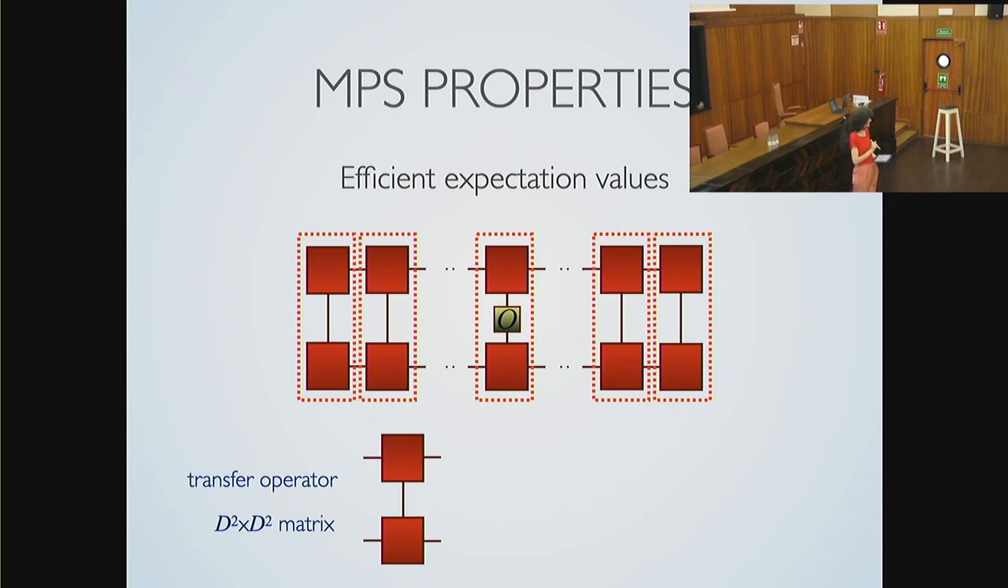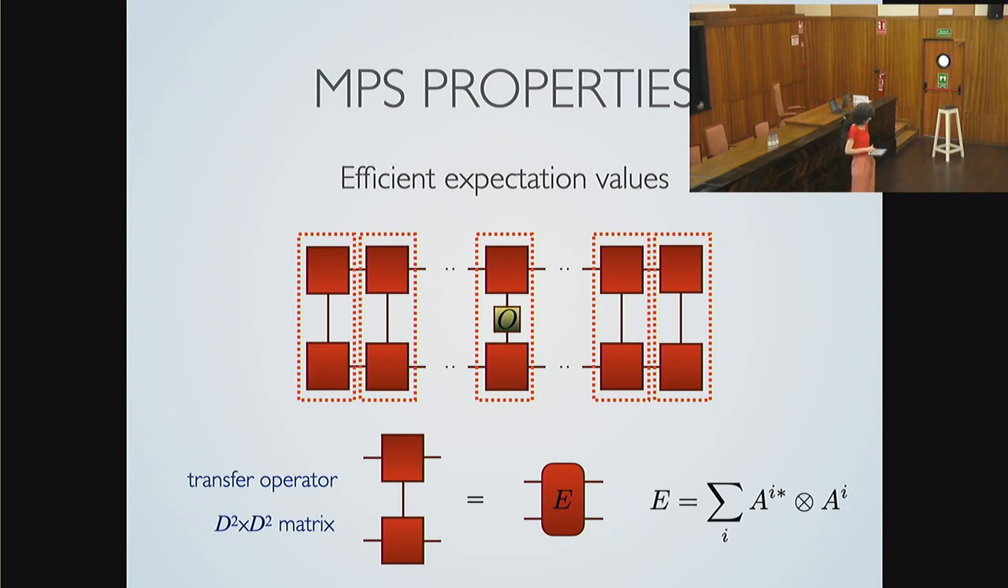This is a very fundamental object in matrix product states. It's called the transfer operator. It's the contraction of the tensor and its adjoint for one side. I'm not talking much about this because I don't have time, but this is really an object that gives you the properties, or many of the fundamental properties, of an MPS.